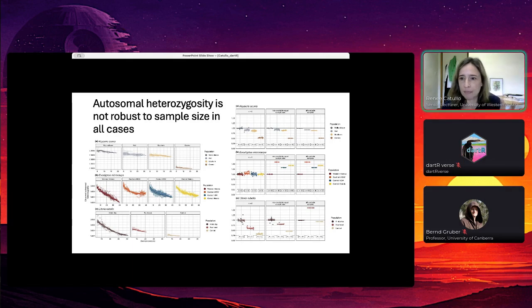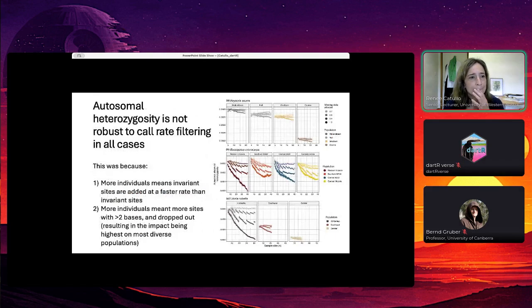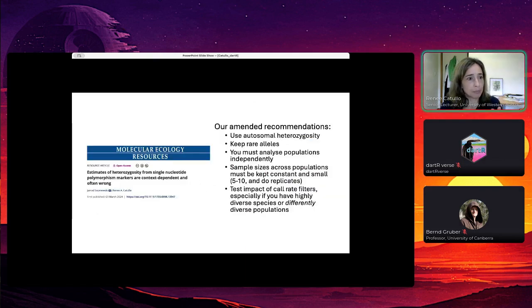Like when I looked at the thing that made this paper, when I initially did SNP-based heterozygosity on rubella, it said that Central Australia, in the middle of a desert for a frog, was the most diverse population. And that's what led to this paper. That makes no sense. So you need to remember your biology. So more individuals means, first, more invariant sites are added versus variant sites. And we added more individuals with more than 2 nucleotides at a location, resulting in this impact being highest on our most diverse populations. And so that's published 2 years ago.